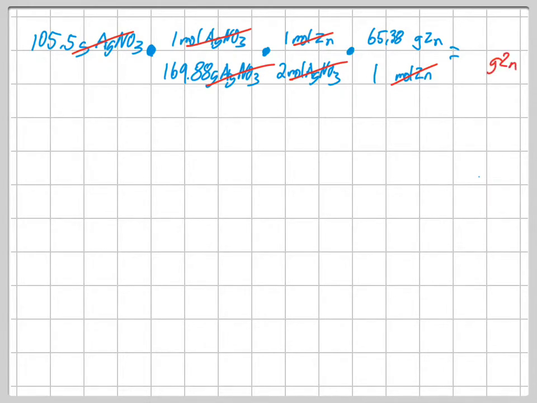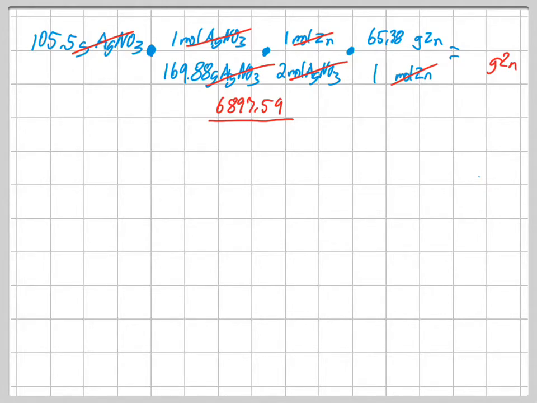Okay, do the math. We get 105... let me get a calculator up here. 105.5 times 1 times 65.38. I get 6,897.59. I show this step. I actually do this when I'm working these by myself because I like to make sure that if I make a mistake, I can figure out where it is later.